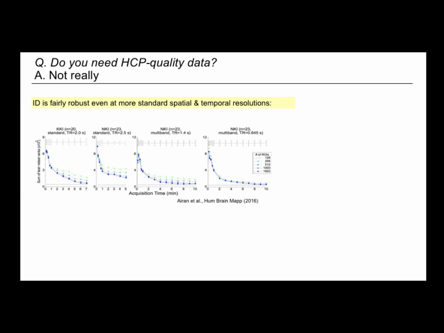Sorry, this is a little bit small, but essentially they're comparing these 4 graphs that come from 4 different data sets that have different voxel sizes and TRs, and their metric is actually lower is better. So lower is a higher identification rate, and the x-axis here is just acquisition time.